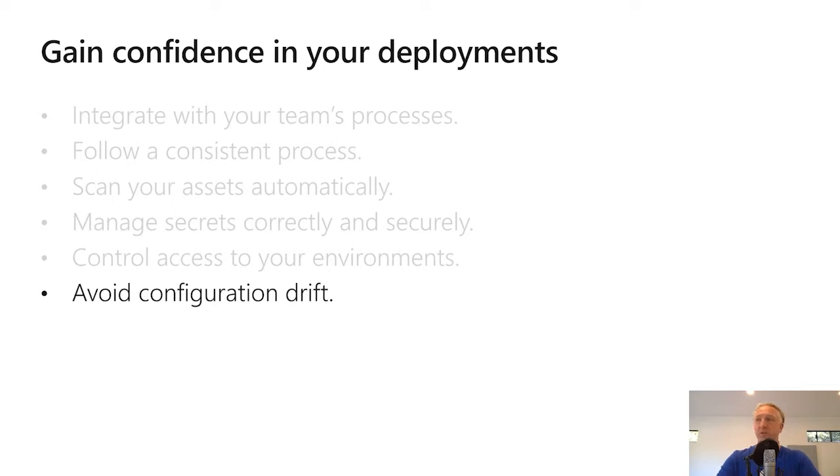Another way you can gain confidence in your deployments is by avoiding configuration drift. So removing human access means that things only change when the pipeline runs. So your IAC assets become the source of truth, and it means you have much more confidence in your deployments as you can run those exact same assets through dev, test, UAT, prod environments and be pretty confident that the environment that you're deploying to is the same as the previous one.